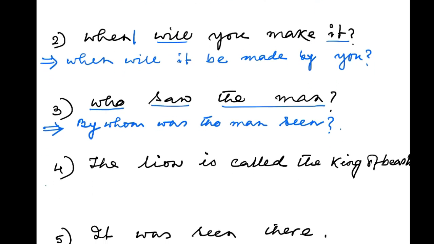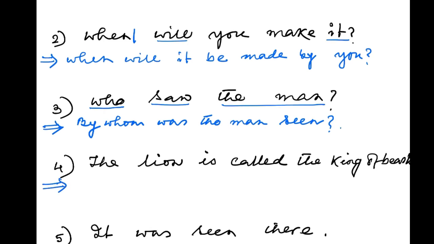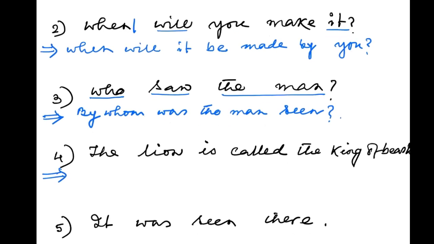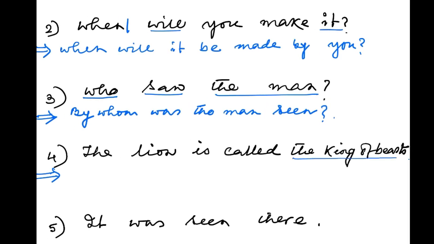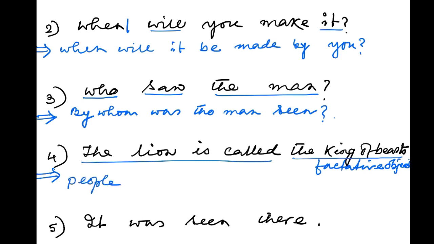Okay. Now this sentence, the lion is called the king of beasts. The king of beasts is an object, but it is called, you know, a factitive object. So you can't use a factitive object to begin a passive voice, you know, you have learned it from my previous videos. So here the subject is missing, you have to supply the subject. So we'll take the people as the subject. The people call the lion.